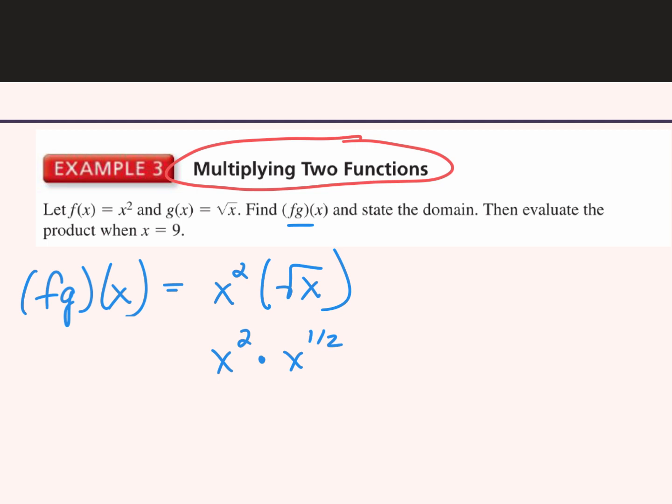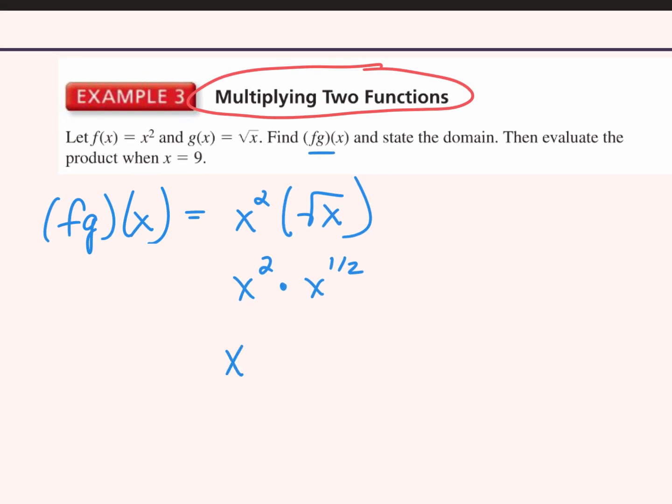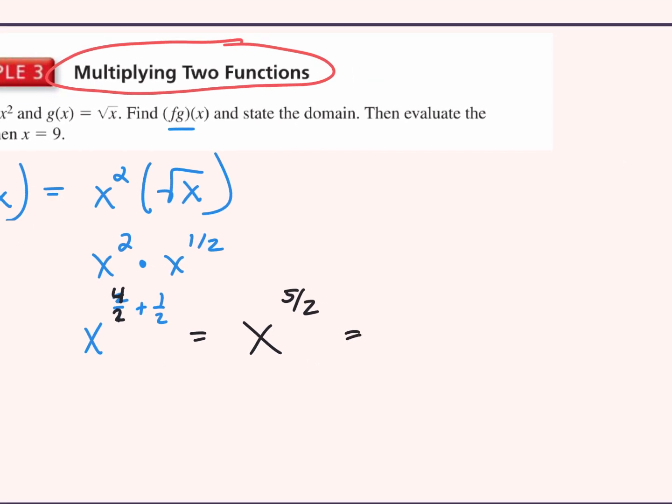Do I now have bases that are the same? Yes. All right. So when you have bases that are the same, what do you do to the exponents? You add them. So this is 2 over 1 plus 1 over 2. What's the common denominator between 2 and 1? 2. So if I make this a 2, multiply the bottom by 2, then I have to multiply the top by what? 2. What's 2 times 2? 4. All right, so when I simplify this, this becomes x to the what? 5 over 2. X to the 5/2. If you would like to rewrite it as the square root of x to the 5th power, you can. You don't have to. You can leave it either way.